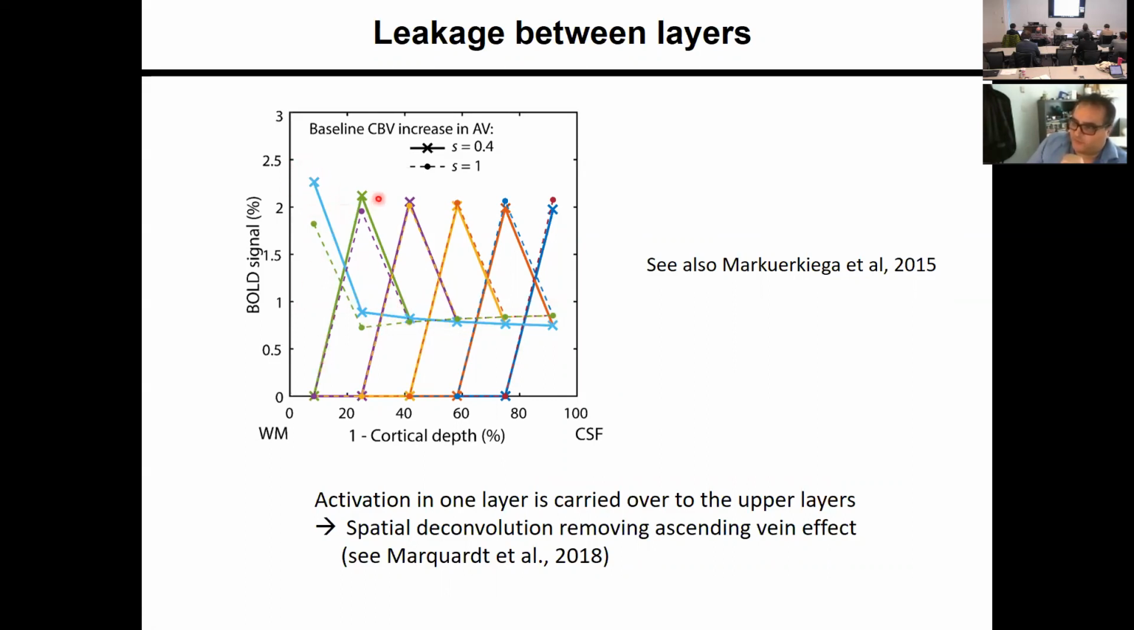We can do the same thing for layer 5. Obviously, because the blood flows to the surface, layer 6 does not have any activation, layer 5 has activation, and layer 4, layer 3, and so on. This is similar to David Norris' group. They simulated based on realistic vasculature, and they have found similar results, which is very reassuring because it shows that with two very different approaches, our approach based on differential equations, their approach on realistic vasculature, we get very similar results. Now, we can use this information to remove the spatial bias.